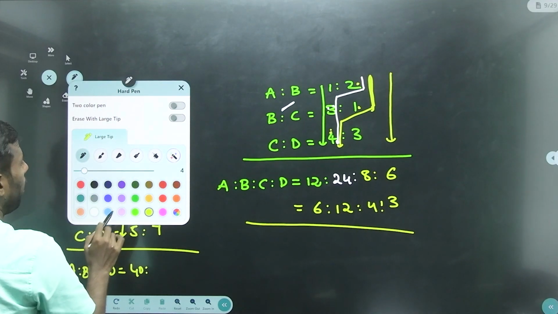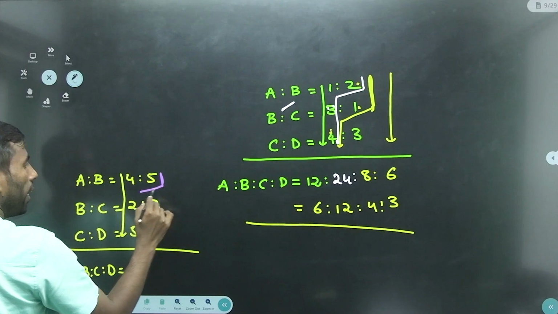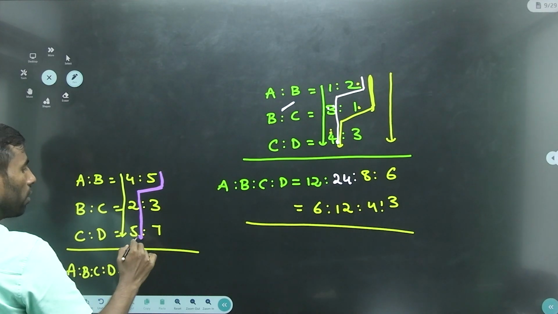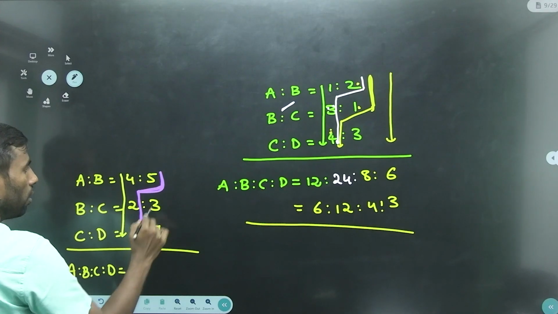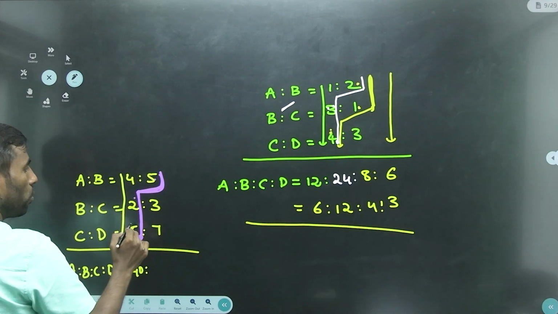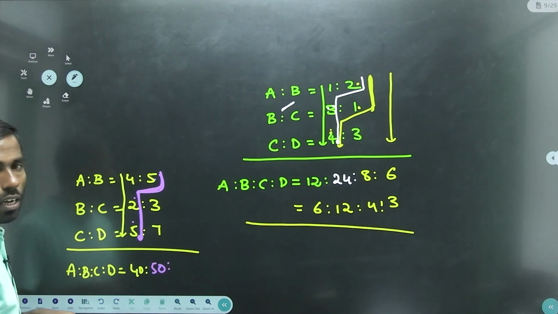Now coming to the B ratio value. Start from here, wherever B is there, common is there, take a turn and come down. 5 into 2 into 5. 5 2 is 10. 10 5 is 50.